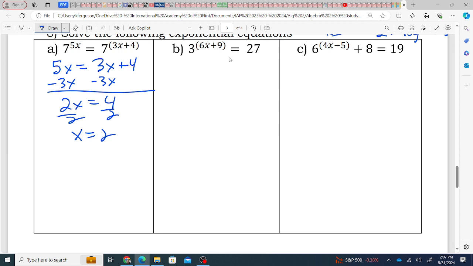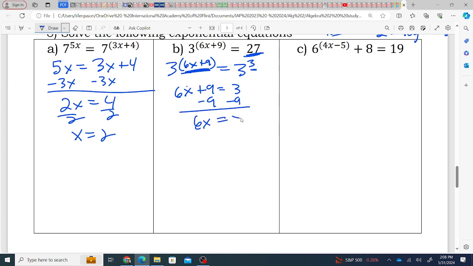So now I'm going to do this one. Well, my bases aren't the same. So you could kind of work around it, or you can change this and make that 3, 6x plus 9 equals, and 27 is 3 to the third power. Now I have the same bases, so I can just set the exponents equal to each other, because whatever's in this parenthesis should equal this if they're both equal. I'm going to subtract 9 from both sides and get 6x equals negative 6.